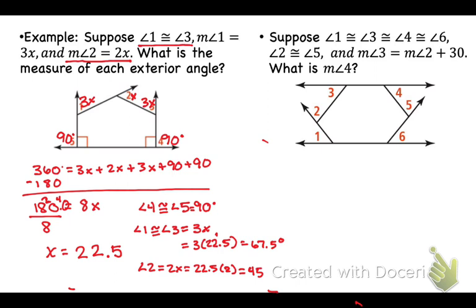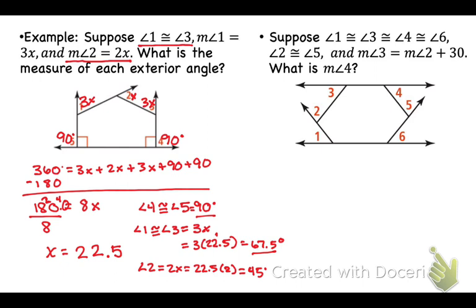How can I make sure I'm right? You can add them all together and see if they equal 360. If I add them all together and they equal 360, I'm right. Now I'd have to take 67.5 times 2, right? And 90 times 2. And I just add them up.